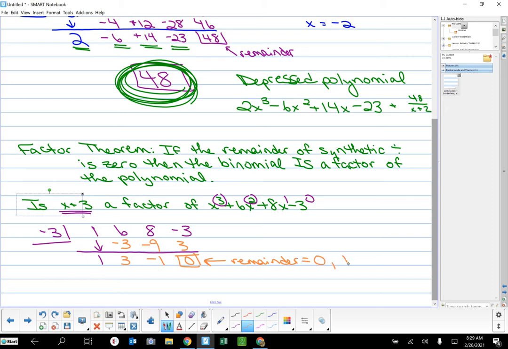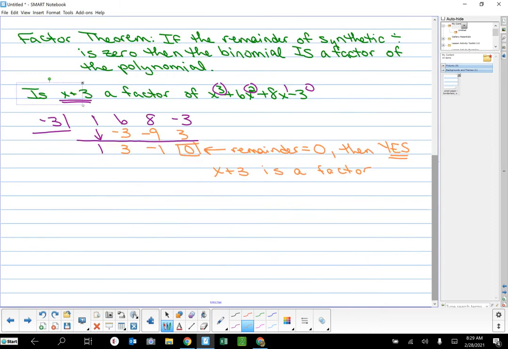so yes, x plus 3 is a factor of x cubed plus 6x squared plus 8x minus 3. Okay, so that's what that means, if you get that. All right, moving right along.